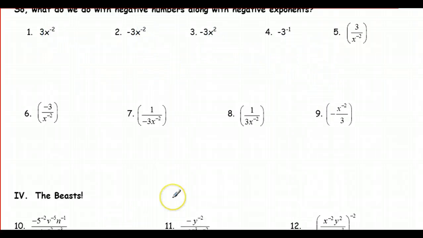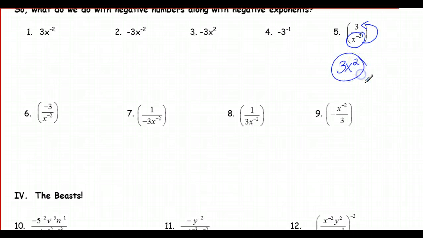All right, let's look at number 5. 3 over x to the negative second. I'm taking my x to the negative second, and to make that exponent positive, we're going to move it to our numerator. So we have 3x squared. All right, and number 6.